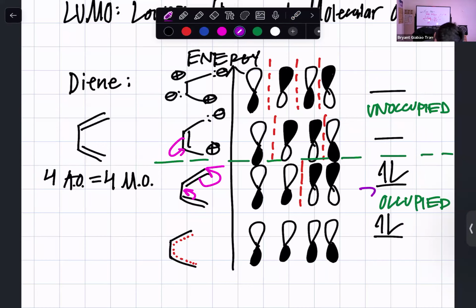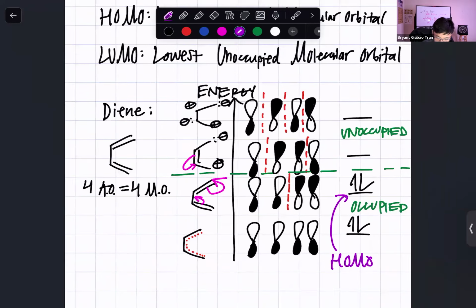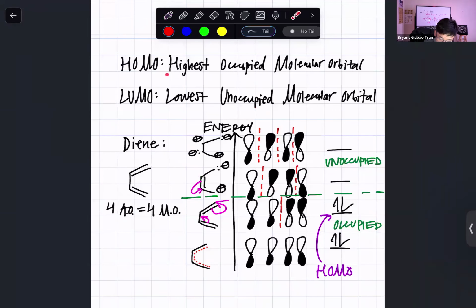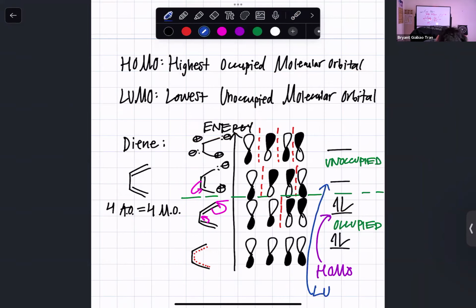So this orbital specifically is going to be your HOMO, right? Or the highest occupied molecular orbital, right? Comparing these two molecular orbitals here that are occupied, the one on the top is the highest one in the energy scale. So that's the highest occupied molecular orbital, the HOMO. Okay. This one right here specifically is the LUMO, the lowest unoccupied molecular orbital.